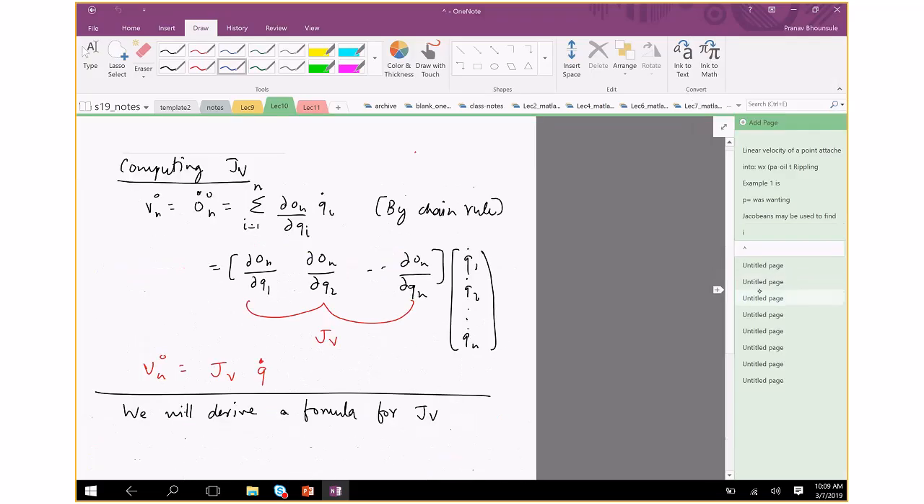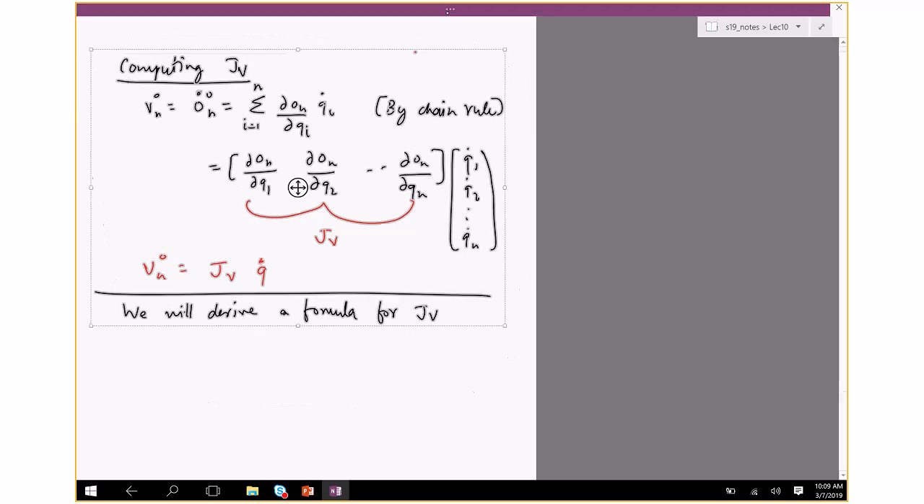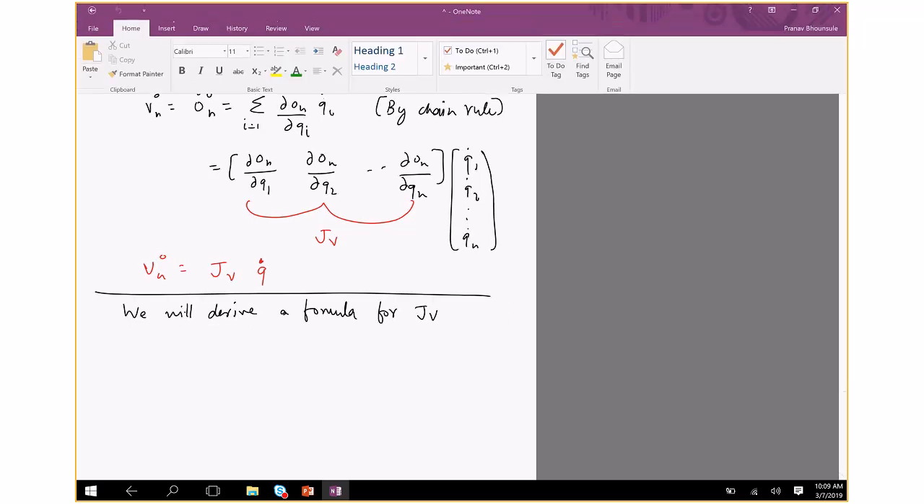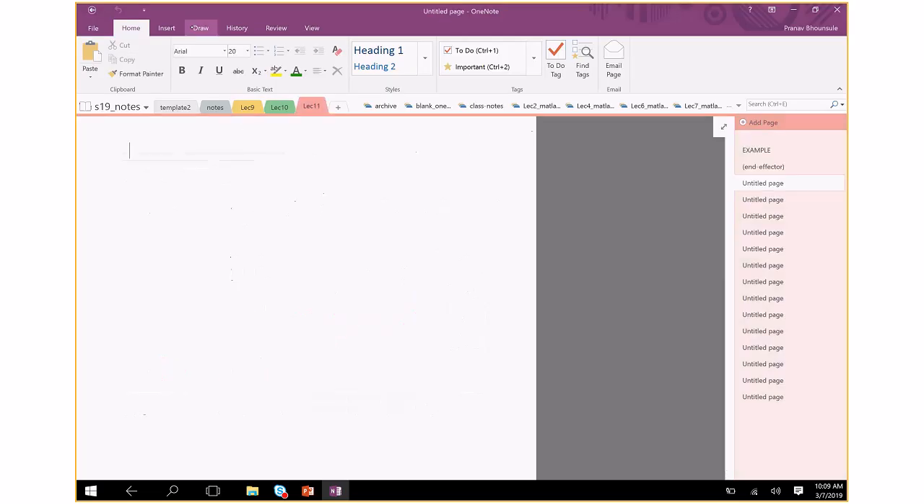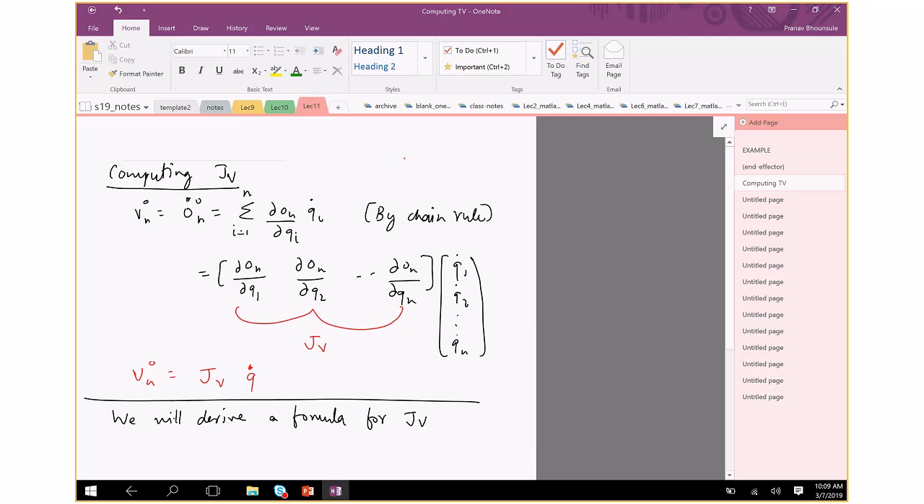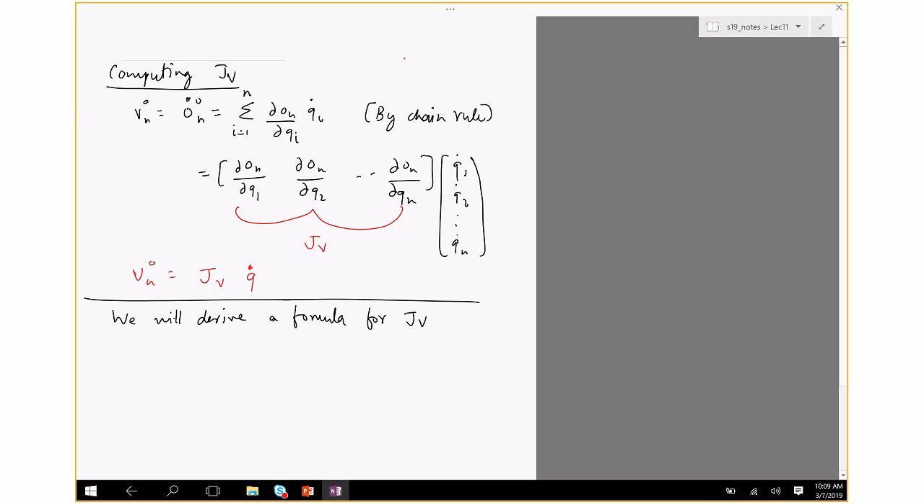Let's try to do the same thing for JV. I started off doing this last time, but I couldn't complete it, so I'm going to pick up from here. You've got to understand this derivation, at least the intuition behind it, in order to eventually solve problems. That's why I'm not just writing down the formula, but deriving the expression. So we need to derive the formula for JV for a prismatic joint as well as for a revolute joint. That's what we'll do right now.